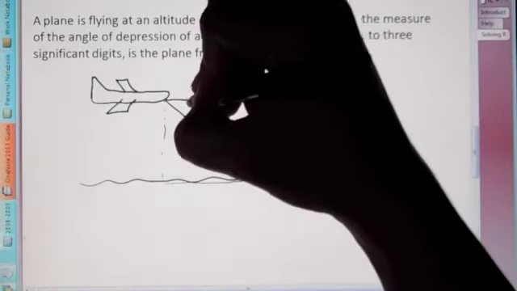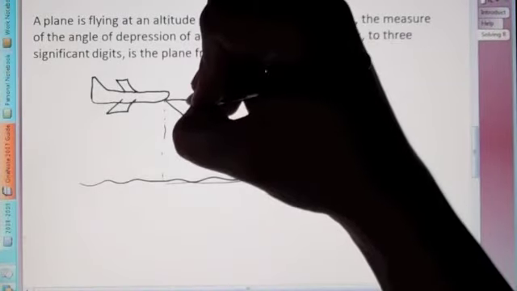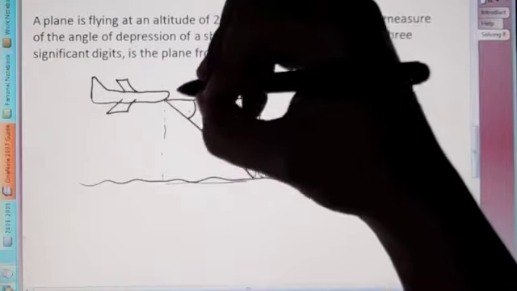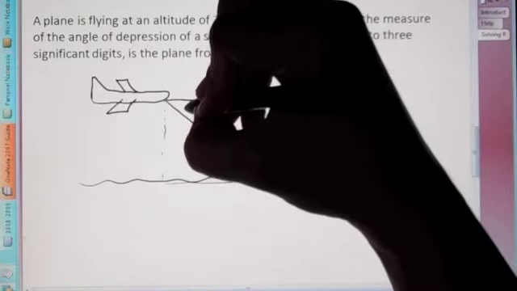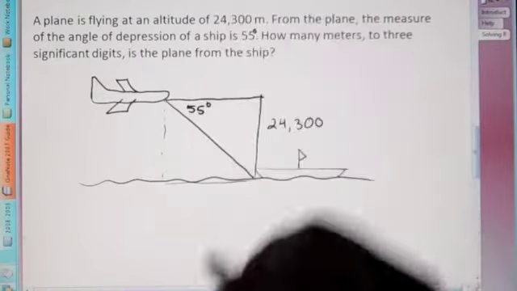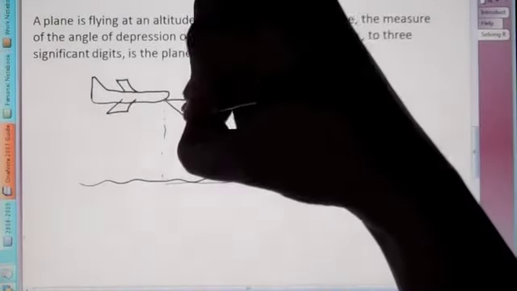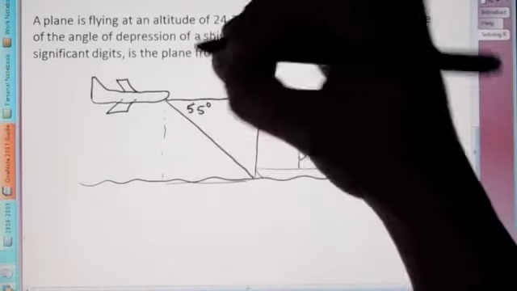From the top going down is your angle of depression. Okay, this is your angle of depression. It says that this angle right here is 55 degrees. Okay? Again, this is your angle of depression.